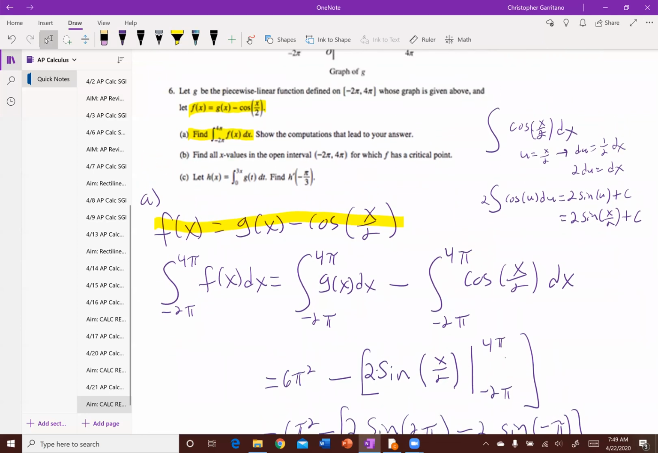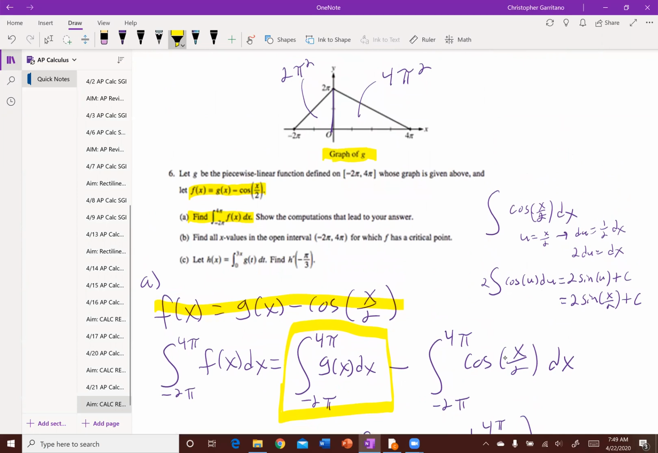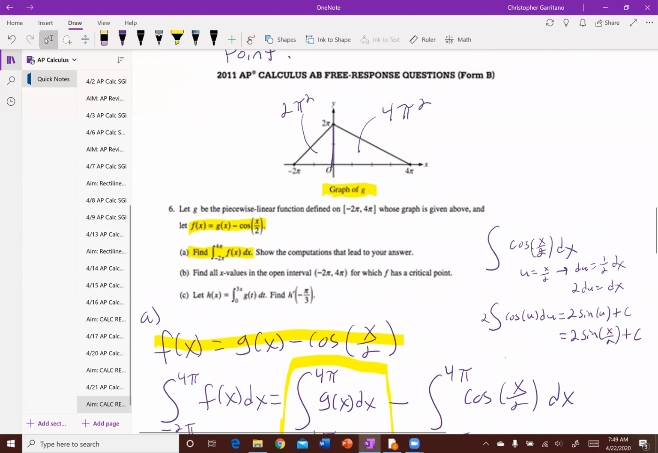This piece here is easy enough because, since this is the graph of g, the integral from negative 2 pi to 4 pi of g of x dx is just the area under this curve. And the area of this left triangle is 2 pi squared. The area of this right triangle is 4 pi squared. And I admit my first run through here, I wrote the areas as just 2 and 4 because it didn't process to me that these units are actually 1 pi each.